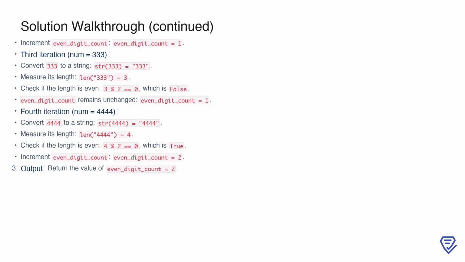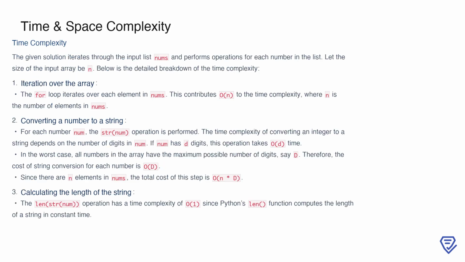Finally, in the fourth iteration, the number is 4444. Converting it to a string gives "4444", and its length is 4. Since 4 is even, we increment even_digit_count again, bringing it to 2. With no more numbers left in the array, we return the final value of even_digit_count, which is 2.